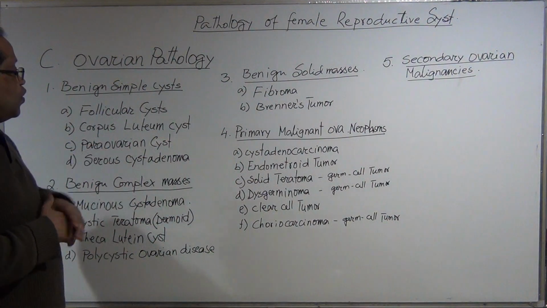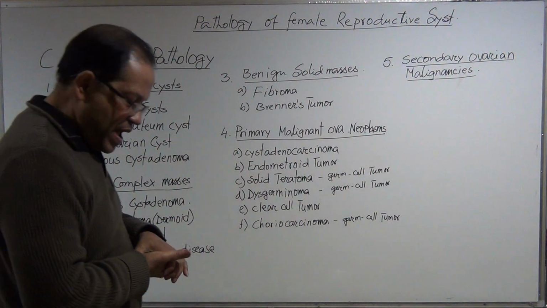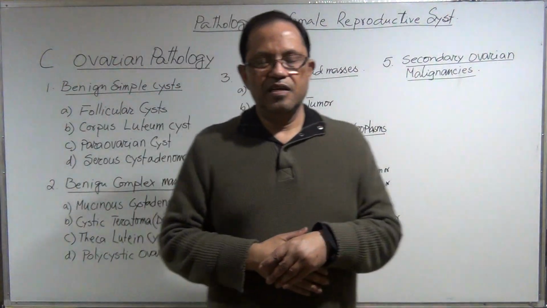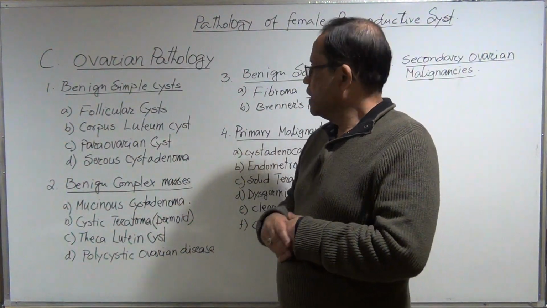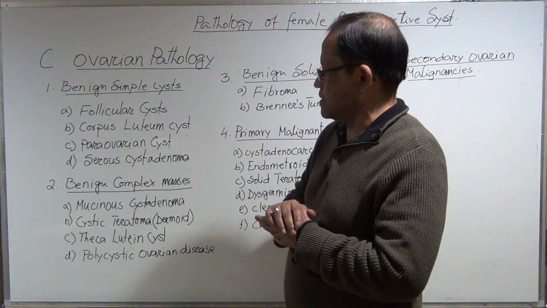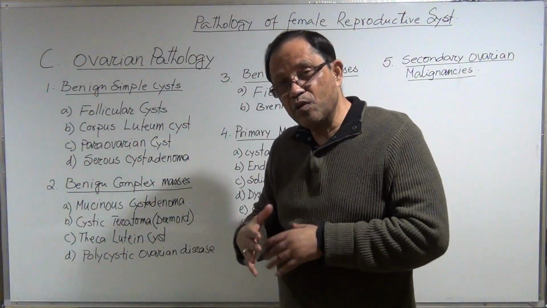The para-ovarian cyst. Para means by the side. Para-ovarian means by the side of the ovary. This para-ovarian cyst could be multiple, could be bigger.